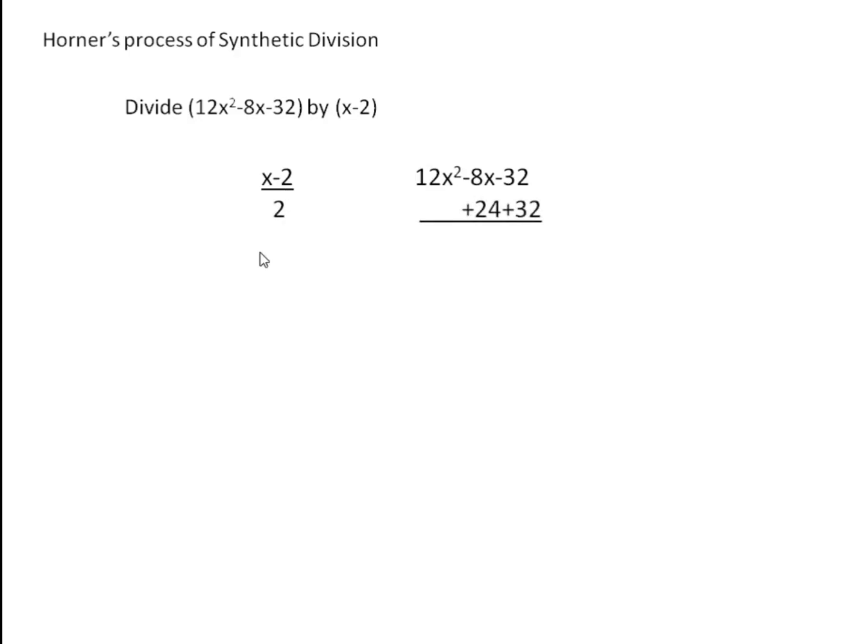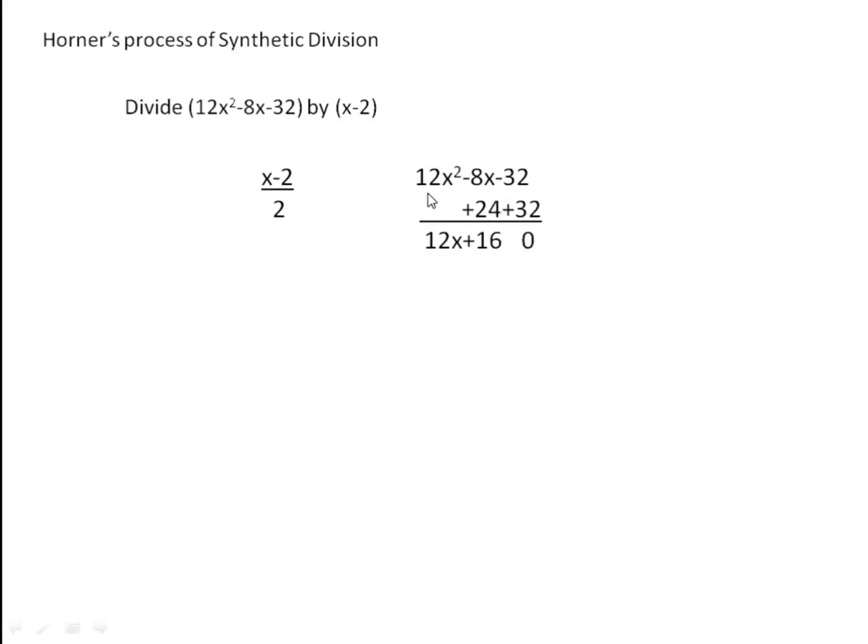We changed the sign of minus 2, so we take it as 2. This 12 comes down and gets multiplied by 2. So 12 2's gives us 24, and 24 minus 8 gives you 16. Then 16 again multiplies with 2 and gives you 32. So finally we get 12x plus 16, and 32 minus 32 becomes 0.